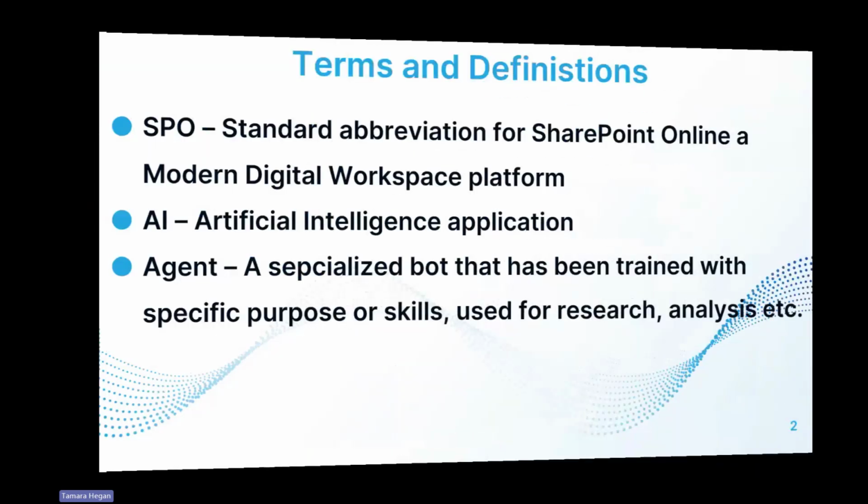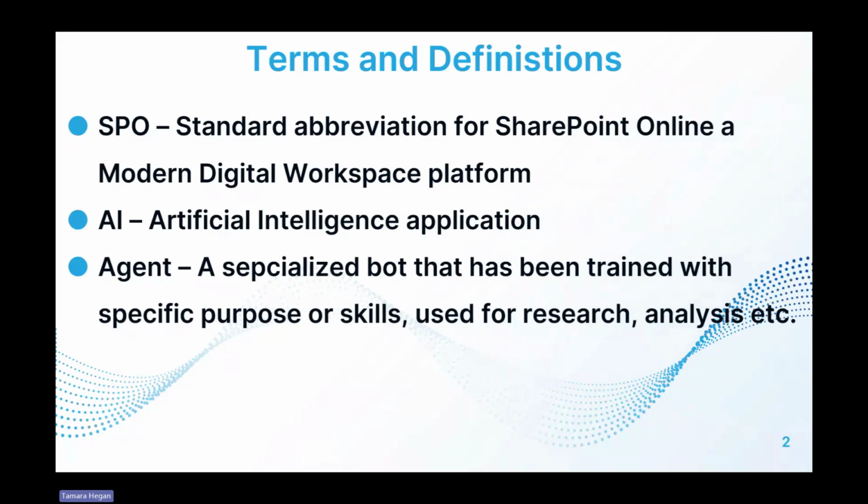The first thing we want to talk about is just a couple terms and definitions. SPO is going to be the standard abbreviation for SharePoint Online, which is a modern digital workspace. We're going to be talking a lot about how Copilot interacts with SPO as well as other M365 tools. AI is artificial intelligence applications, and an agent is a specialized bot that has been trained with a particular purpose or skill set. Might be research, analytics, or other types of agents.